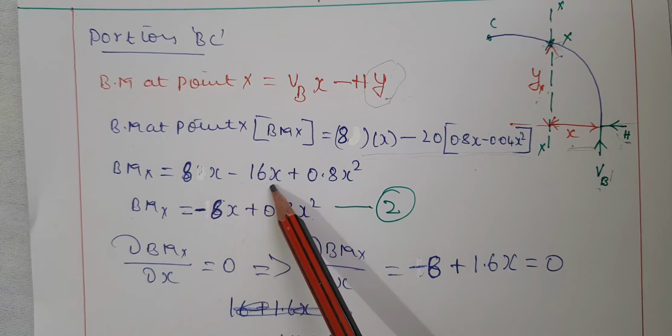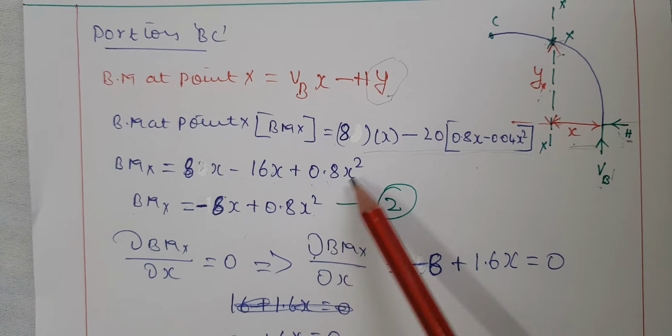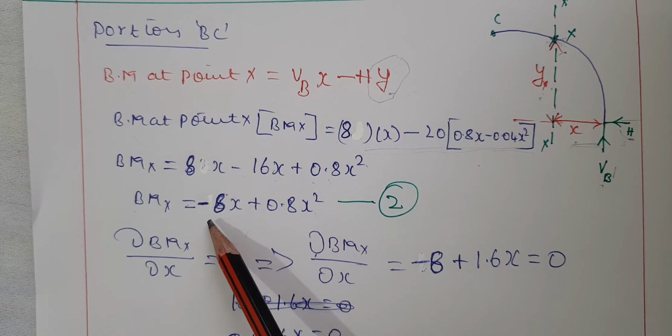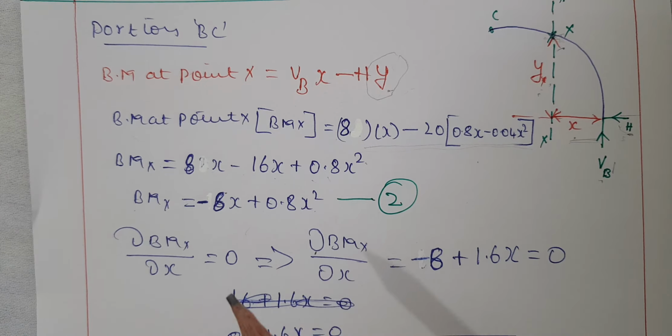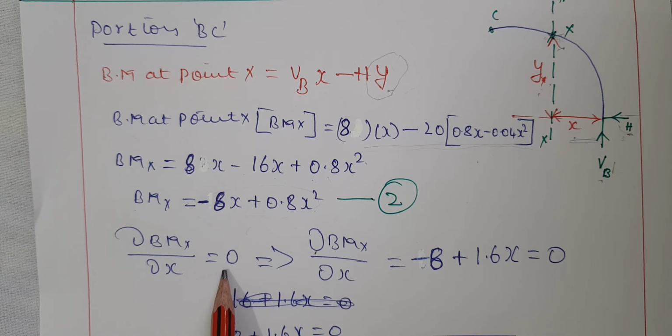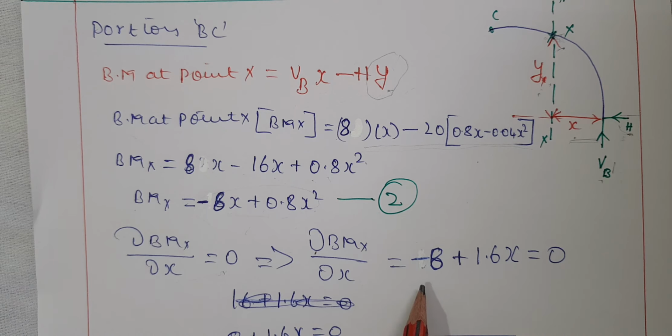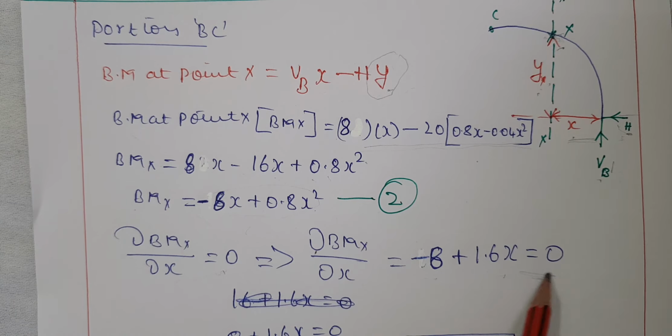So you will get 8x minus 16x plus 0.8x square. Further simplification, you will get minus 8x plus 0.8x square. Wherever you get a maximum bending moment, at that point you know that the differentiation of the bending moment will always be equal to 0. So I am applying the same here. If you differentiate this and equate it to 0, it will be minus 8 plus 1.6x equal to 0.